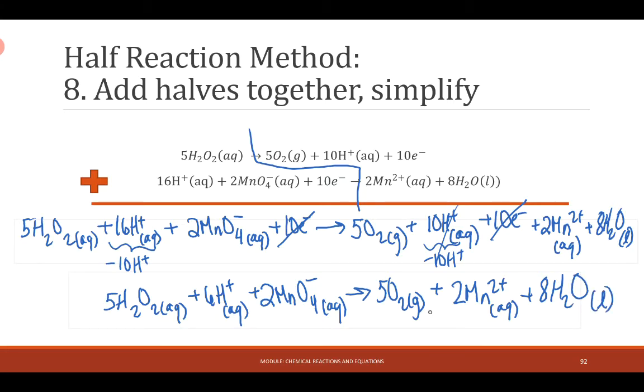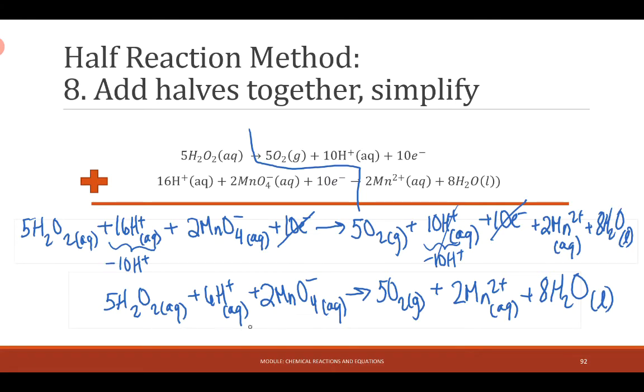I should double check that this is balanced. And so I can see I got 2 manganese. Let's add up my hydrogens. That's 10 plus 6, which is 16. 8 times 2 is 16. 5 times 2 is 10, plus 8 more is 18. And I got 10 plus 8. So I'm balanced for atoms.